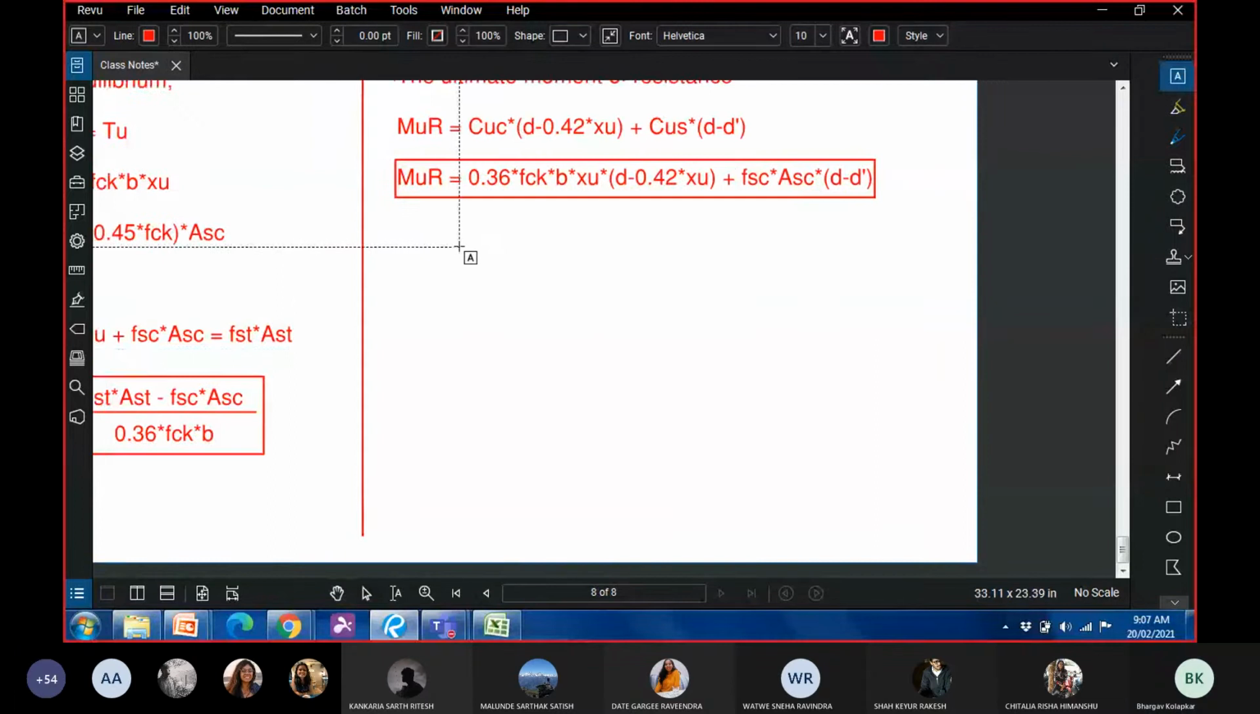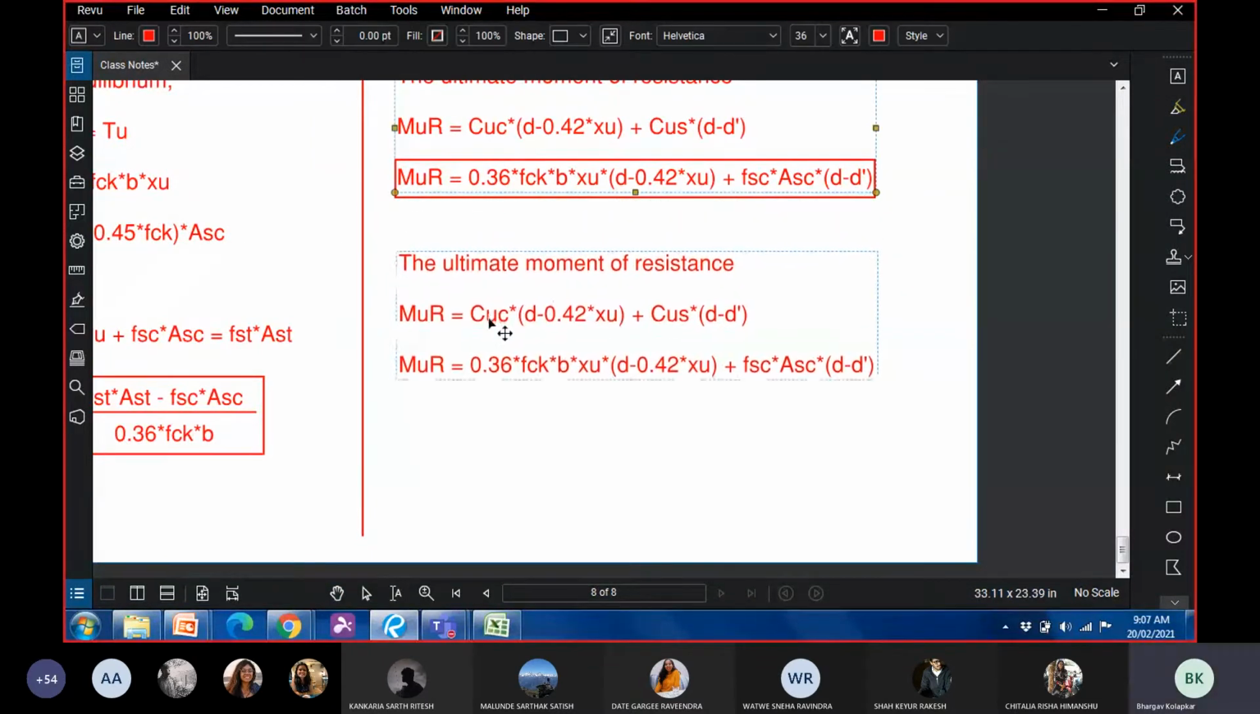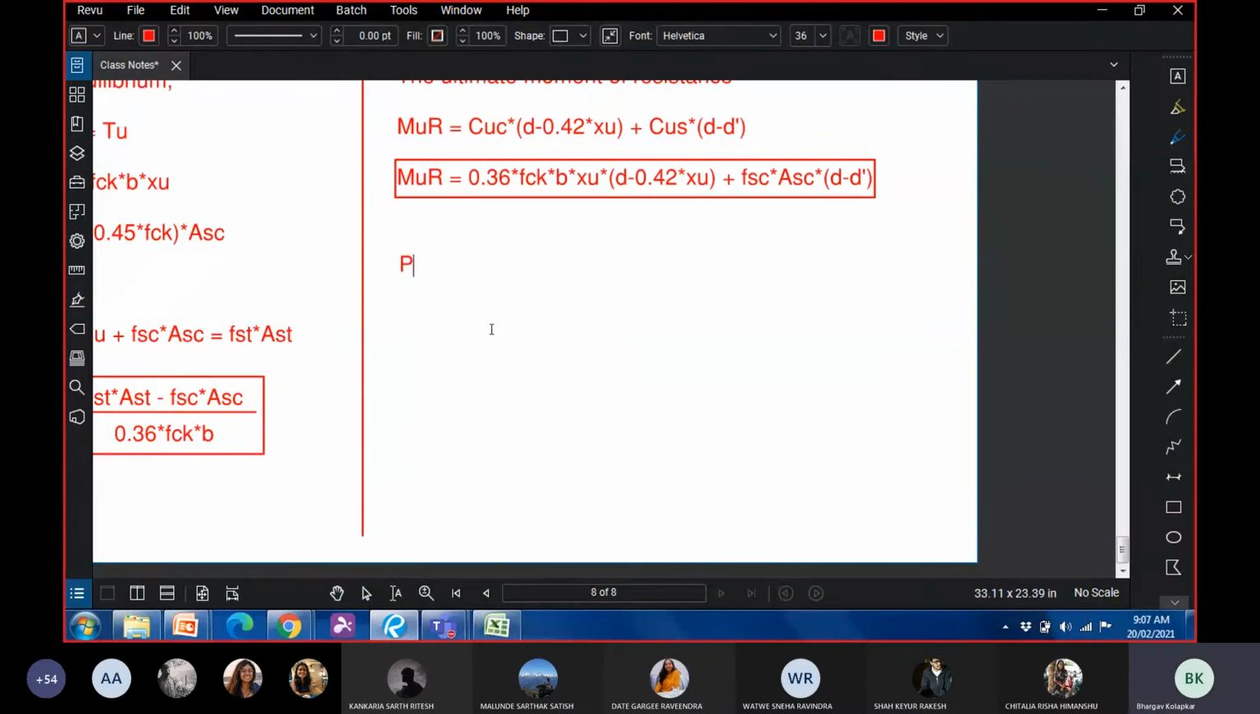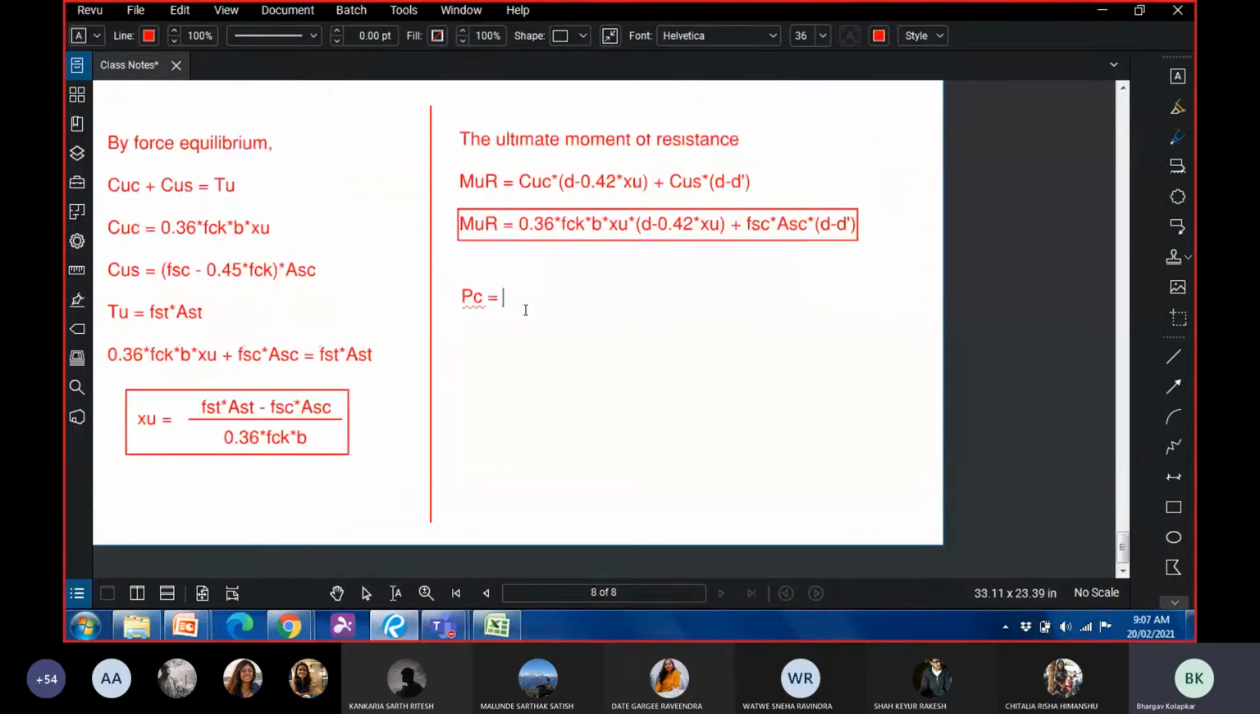So, in general, the actual load in compression is equal to the actual load carried by concrete, or the compression in concrete, plus the compression in steel. Okay. Now, the compression in concrete is equal to area of concrete times the stress in concrete, plus area of steel times the compressive stress in steel. Okay.